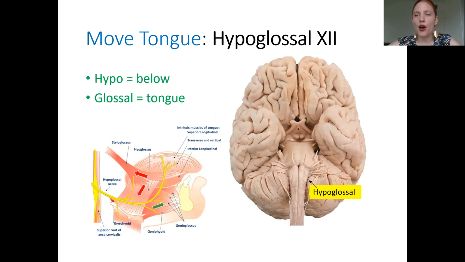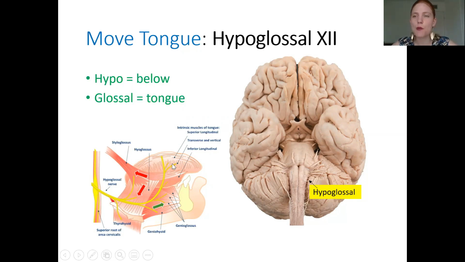Okay, so let's talk about how we move the tongue. So if you think, especially when you're talking, you feel a lot of different types of movements in there, and that is all controlled by the hypoglossal. So we've seen glossal before. What does glossal mean? Glossal means tongue, and then hypo means below. It's the opposite of hyper. So if you're hyperactive, you're extra active. Hypoactive would be less active. So hypo is below. And so this is a nerve that is below the tongue, hence the name, and it controls the movement of the tongue.